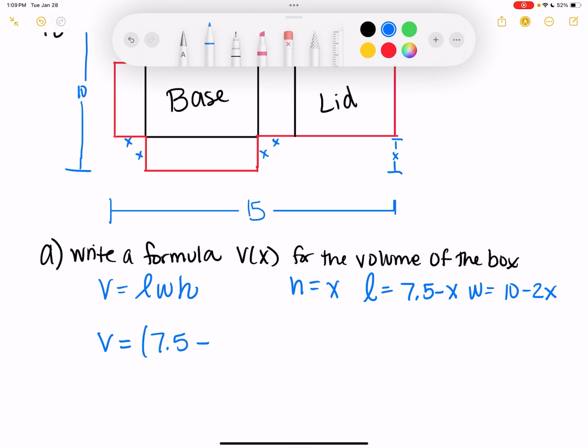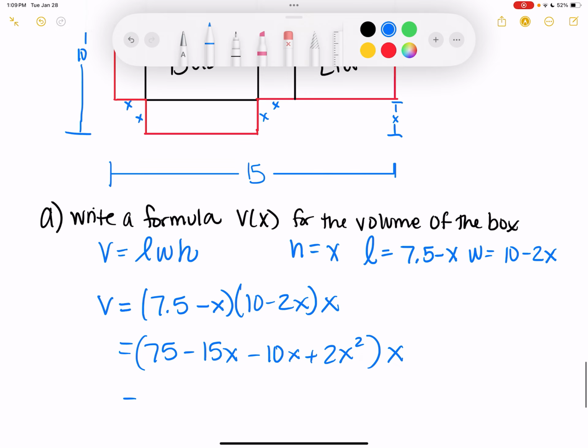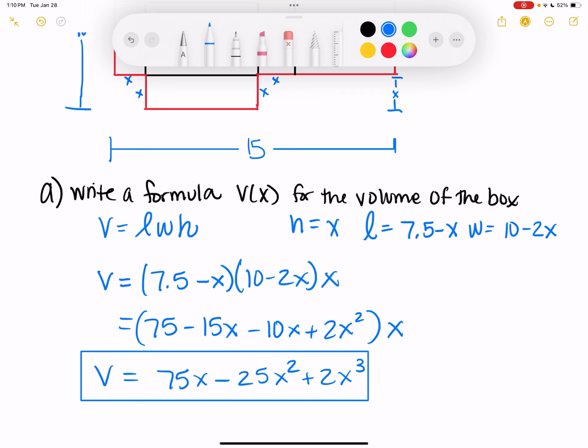Alright, so my formula is 7.5 minus X times 10 minus 2X times X. That gives me 75 minus 15x minus 10x plus 2x squared, times x. So that gives me 75x minus 25x squared plus 2x cubed. So that is the formula for the volume of the box.